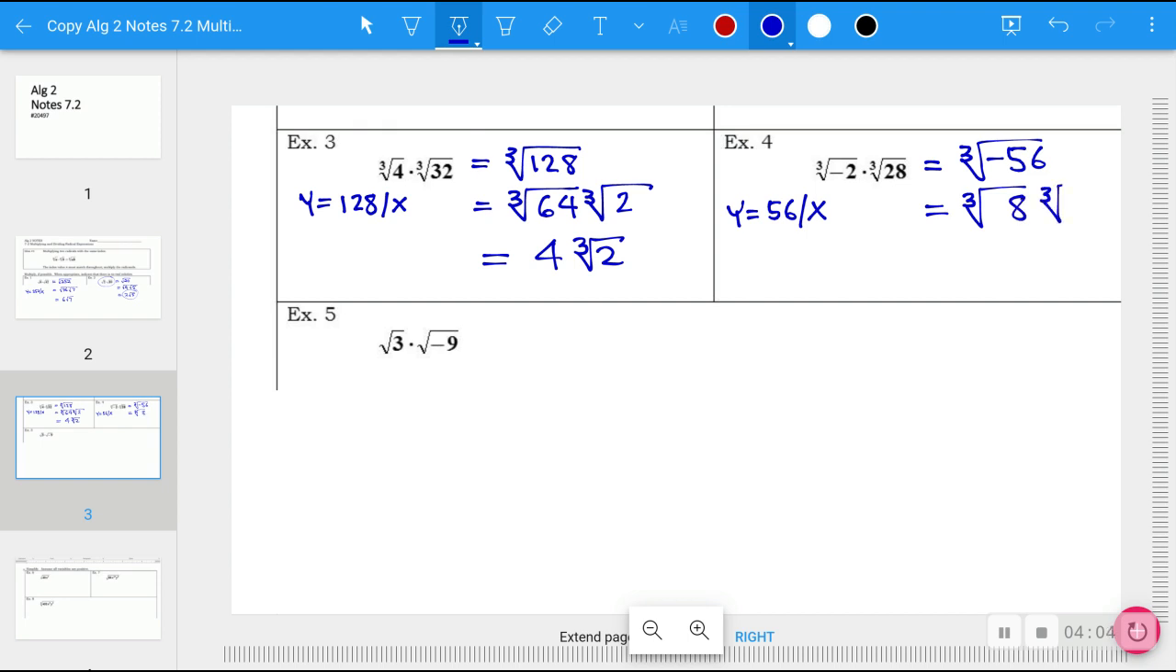Now the question is, where do I put my negative sign? And the best choice is to put it up front, and that'll help you pull out the negative when you do it. This cube root of negative 8 is negative 2, and you get cube root of 7.